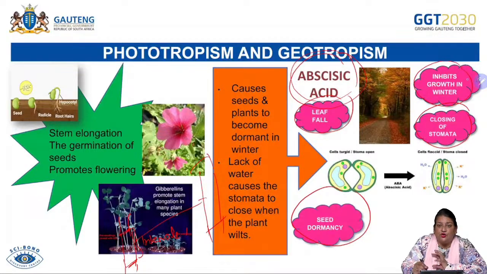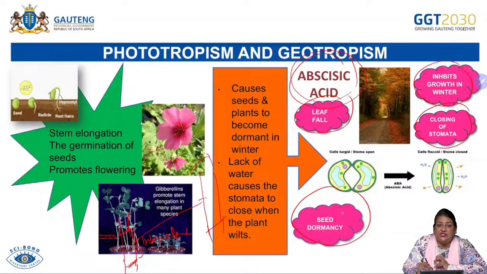It inhibits the growth of plants in winter. So plants don't grow. You'll notice that in winter you don't even mow the lawn much because the growth is very, very slow in winter. That's because of abscisic acid. Okay, so it inhibits the growth of plants in winter. Not all plants, but some plants.